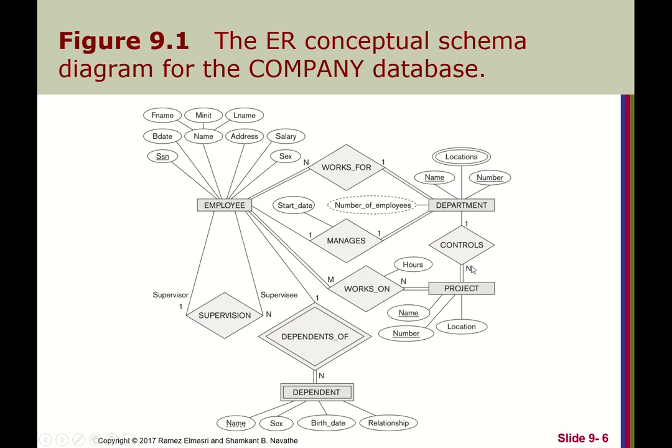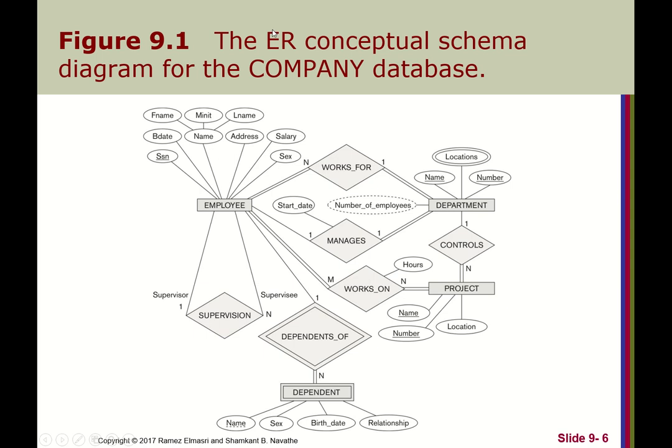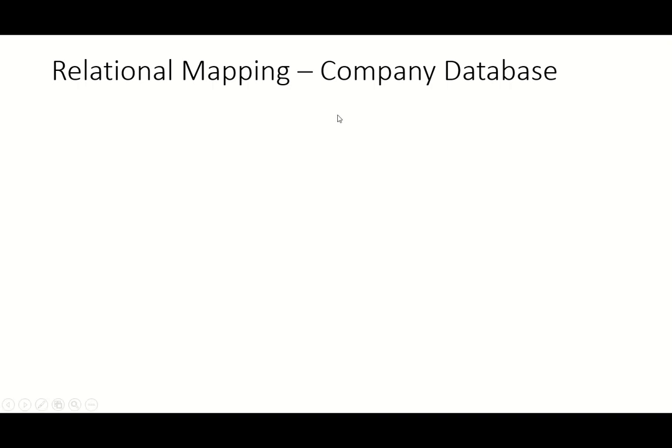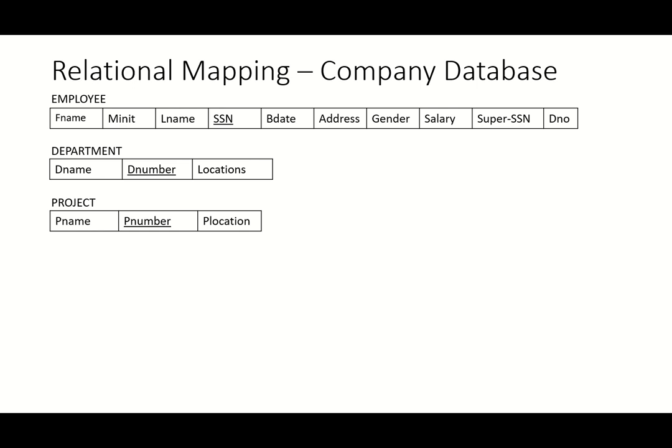So let's put it in the relational schema. Let's see the relational schema. The strong entity types are employee, department, and project. When you look into the schema, the primary key attributes are underlined: SSN, D number, P number. So this is step 1.